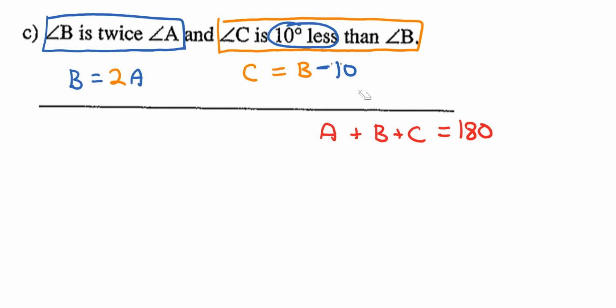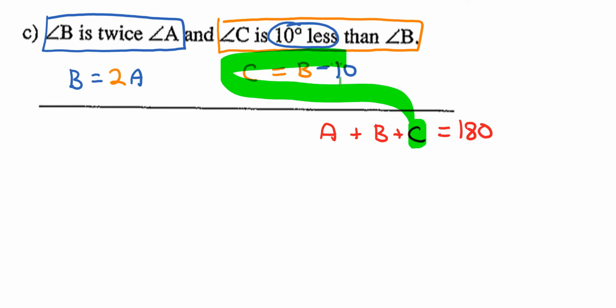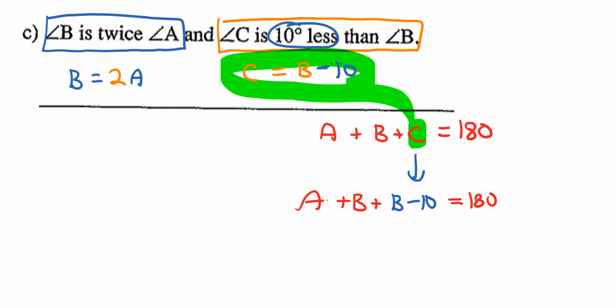Okay, let's go ahead and try to figure this problem out here. Let's start off with the C variable here. I know C is equal to this, right? So I can change this C with B minus 10, equals 180 degrees. Then I have my plus B here and then my plus A there.